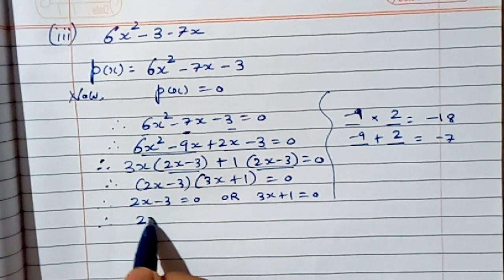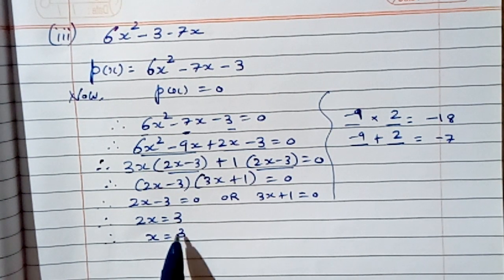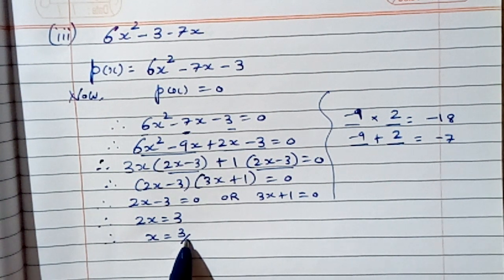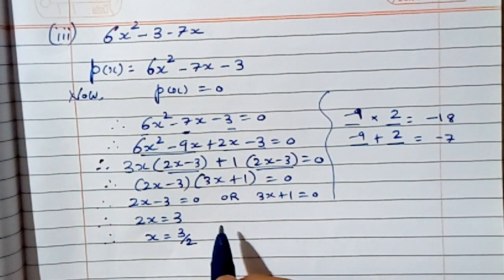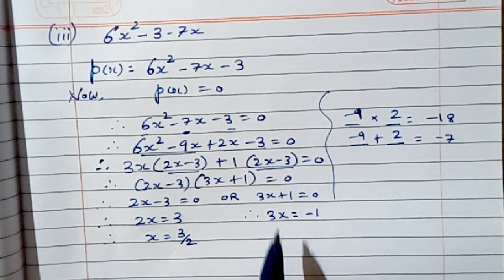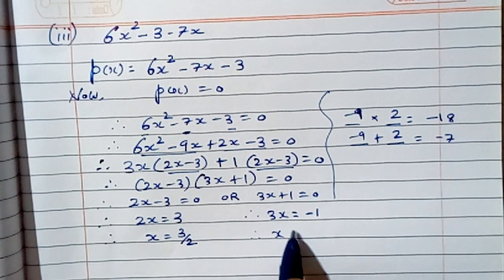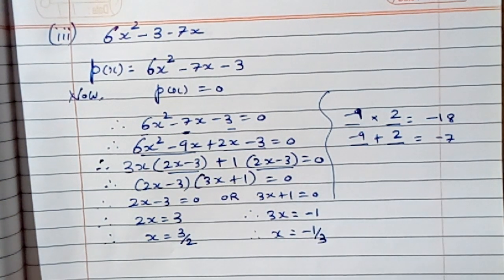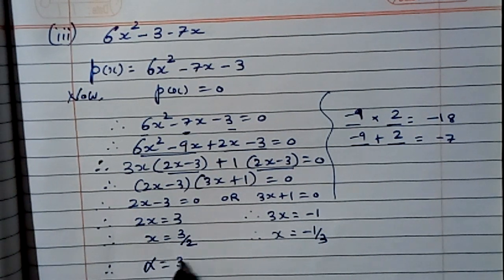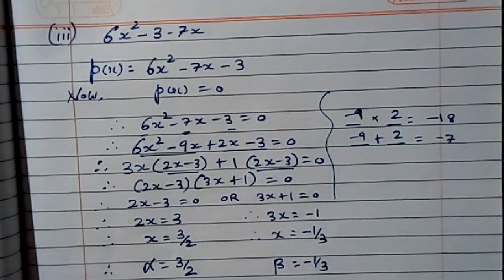Therefore 2x equal to 3. Therefore x equal to 3 upon 2, here 2 is in the form of product, so it will go as a divider. Therefore here 3x equal to minus 1, plus 1 goes to the right side, becomes minus 1. Therefore x equal to minus 1 upon 3. Therefore alpha equal to 3 upon 2, first zero, beta equal to minus 1 upon 3, second zero.